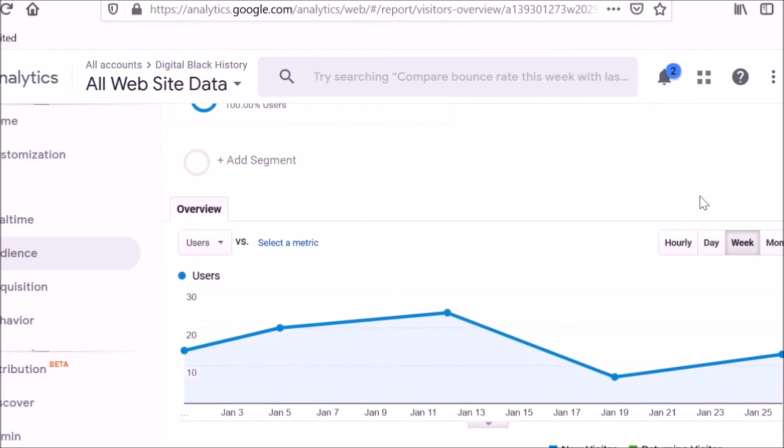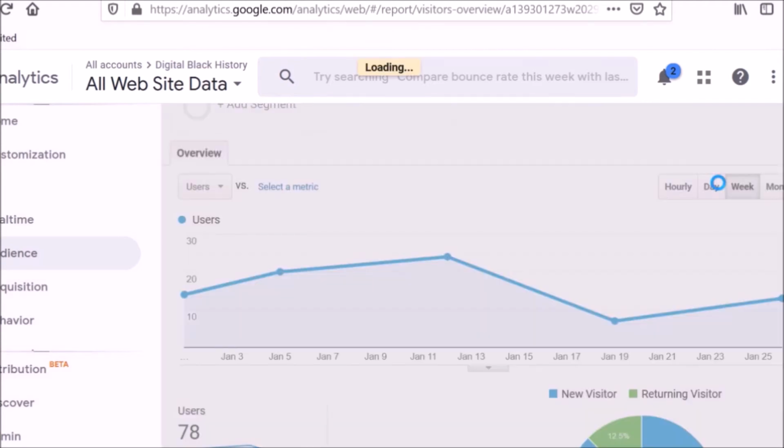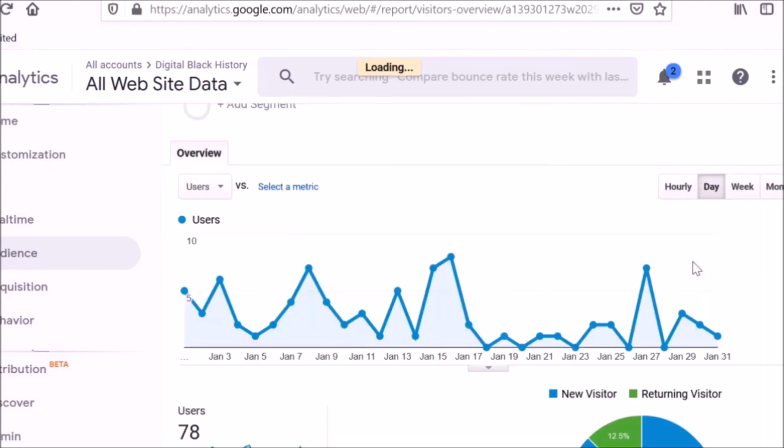If I go down, I get a line graph, which indicates how many users I had during that time period. As I hover over each of these data points, it gives me information about how many users I had during that time. I can sort this information based on the time period even further. So if I wanted to look at how many users I had on an hourly basis during that month, or how many I had on a daily basis, I could do that as well.